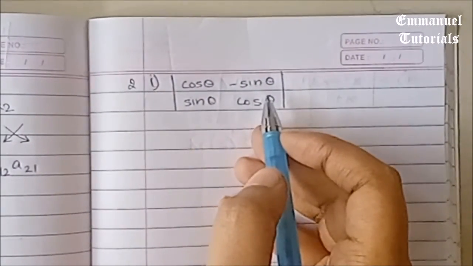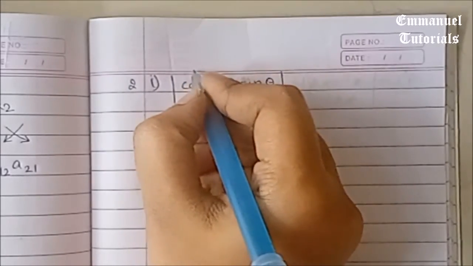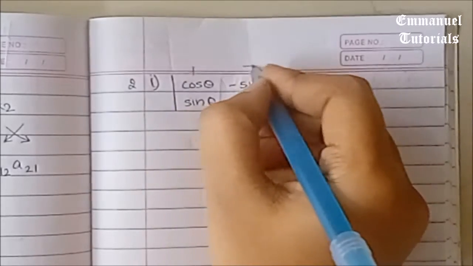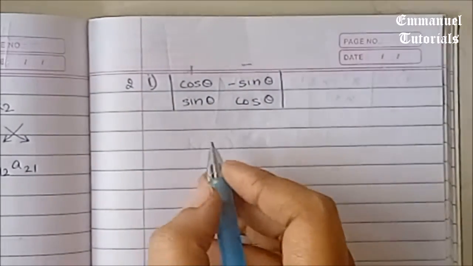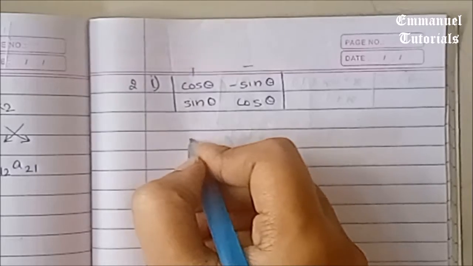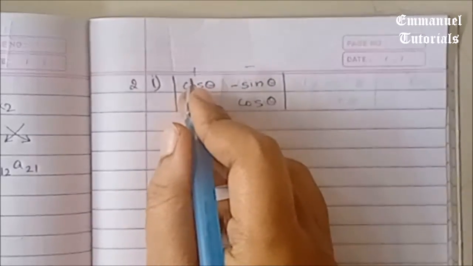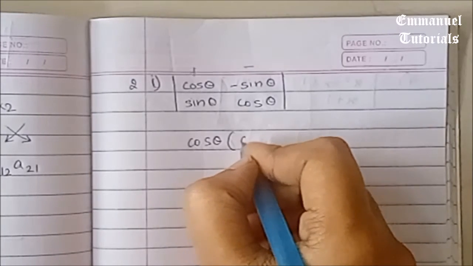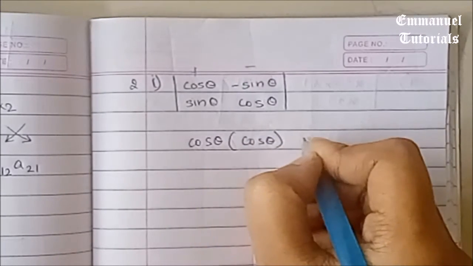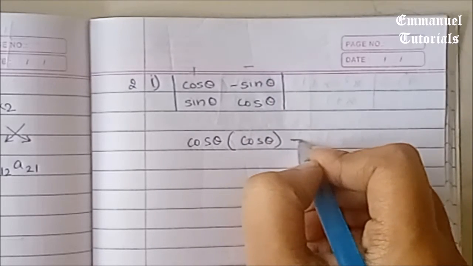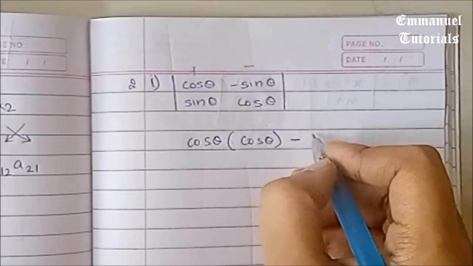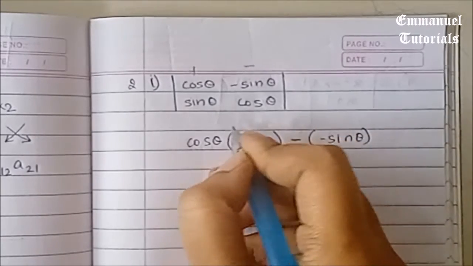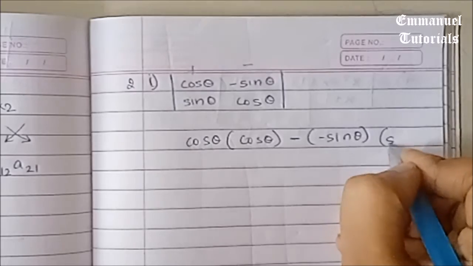Cos theta, minus sin theta, cos theta. Again, you can just write it lightly that this is plus, this is minus. Again, try to find out. Cos theta is positive. First element of the first row into second element of the second row, negative. So minus second element of first row, that is minus sin theta, into first element of second row. So it is sin theta.